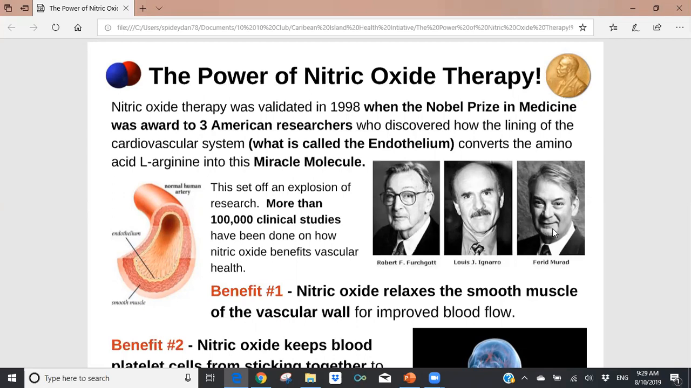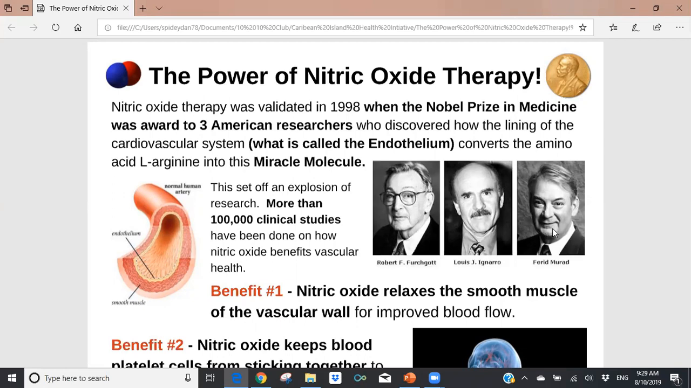How do you stop that or eliminate that or reverse that? You need nitric oxide to relax the smooth muscle of your vascular wall, which then reduces resistance to blood flow, and your blood pressure goes back to normal.